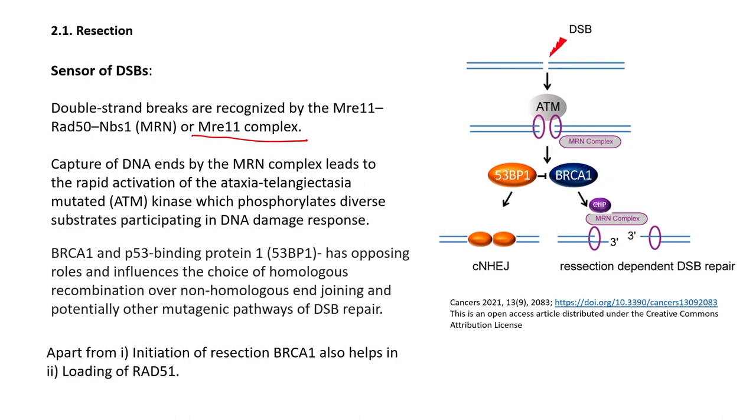BRCA1 and p53 binding protein 1, 53BP1, here you can see this, they have opposing roles and influence the choice of homologous recombination over non-homologous end joining and potentially other mutagenic pathways of DSB repair. So, in the case of eukaryotic DSB repair, the involvement of BRCA1 and 53BP1 is very important in the decision making whether it will go the HR pathway or another repair pathway.